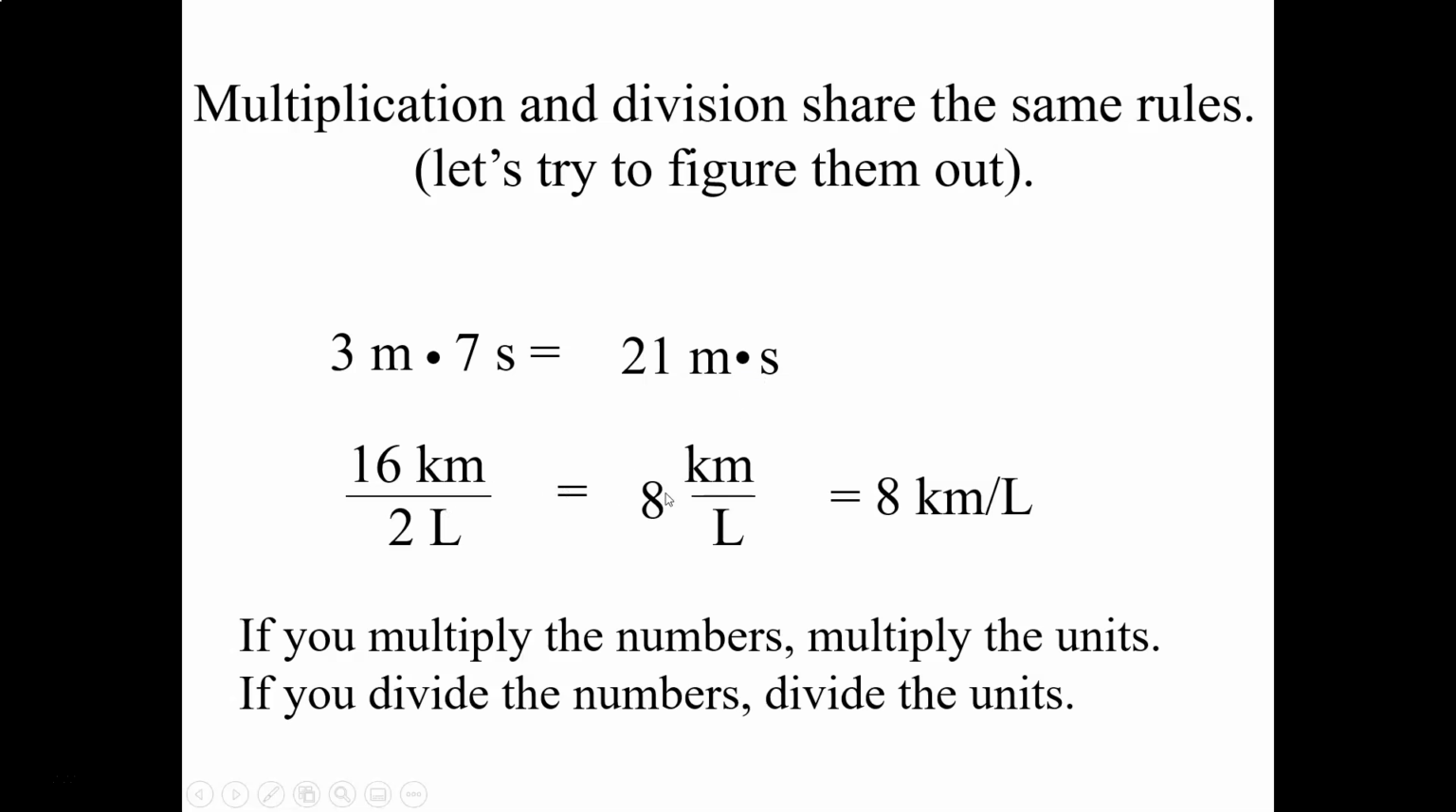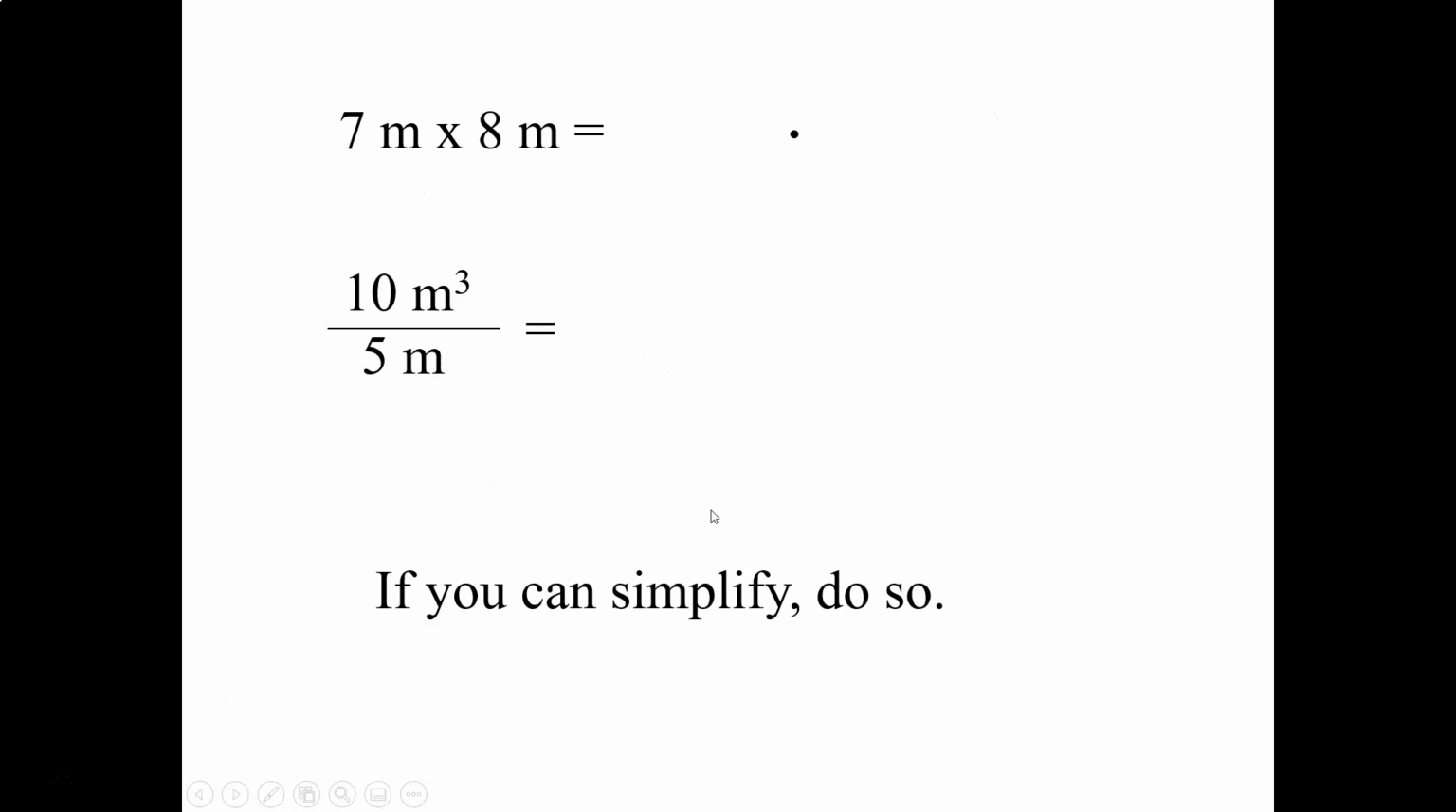And here I divided the units. Let's see, 7 meters times 8 meters. Well, that's 56. You're not getting points on the test for getting the right numerical answer. I'm letting you use your calculator on this. And then I'm going to multiply the meter times a meter. And when I multiply a meter times a meter, I get a meter squared. Just like if you multiply x times x, you get x squared.